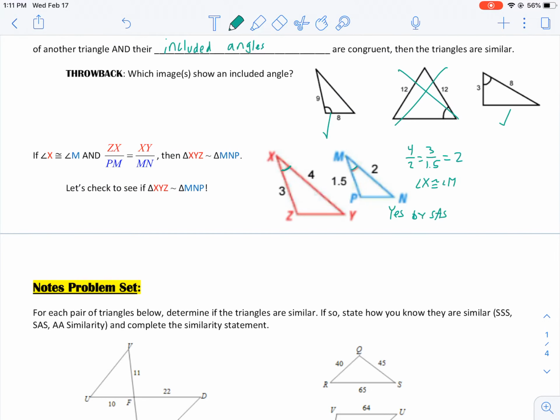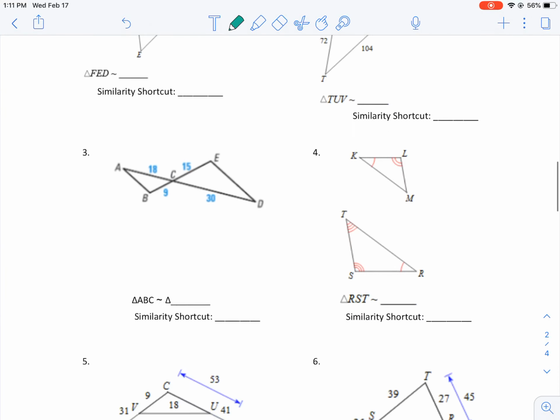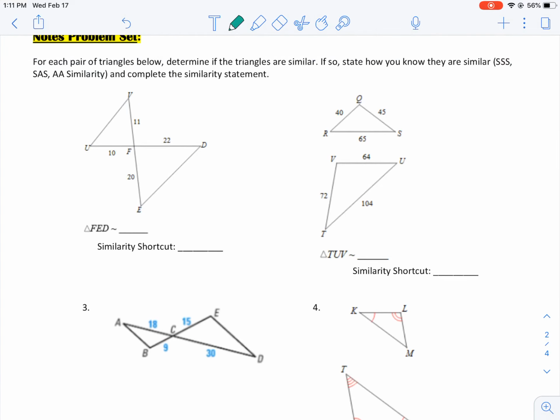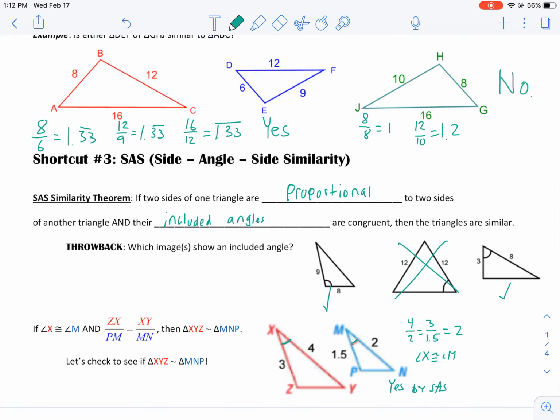What you guys are going to do on your practice is look at the picture, say whether they're similar or not, say what the shortcut is, and finish writing the similarity statement. So you don't need to actually write any proofs or anything. Just say, yes, it's similar, and I would use SAS or SSS or AA to prove it. And you'd be checking it by doing the same thing that we were doing up here.